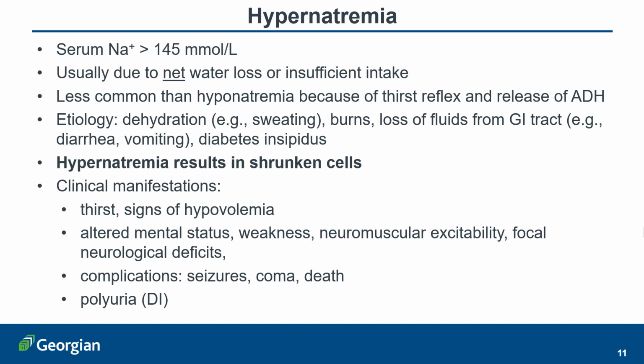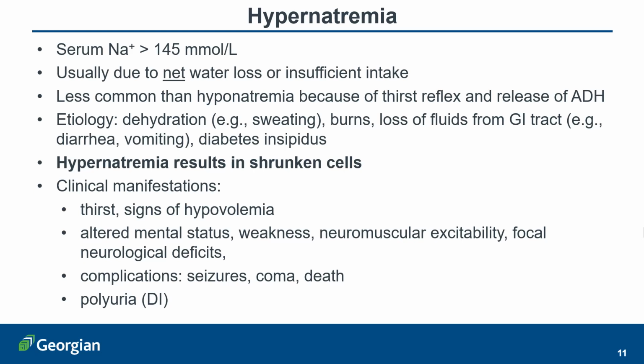Dehydration, again, that should be compensated by the increased thirst reflex. The problems occur when the thirst reflex is affected, or you simply cannot replenish all that water that has been lost. So dehydration, for example, from sweating, severe diarrhea, burns, GI fluid losses, we already spoke about diarrhea or vomiting, as well as a more rare example, diabetes insipidus. So all that can lead to severe dehydration, leading to hypernatremia.